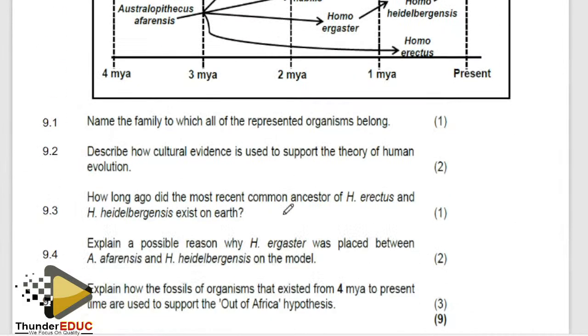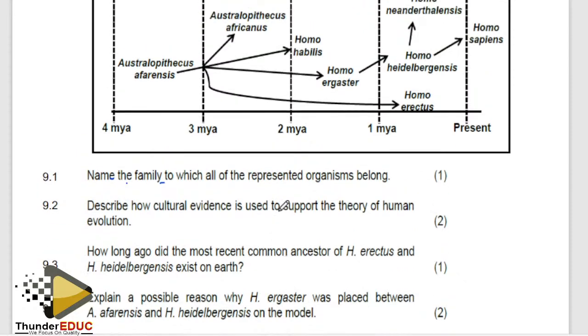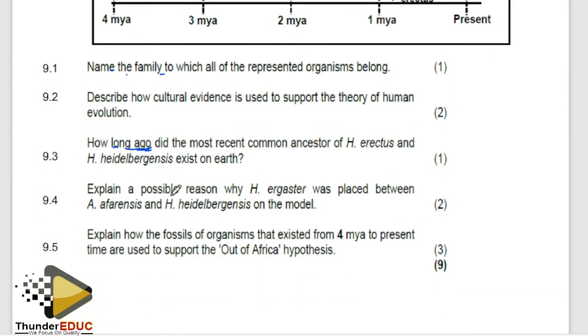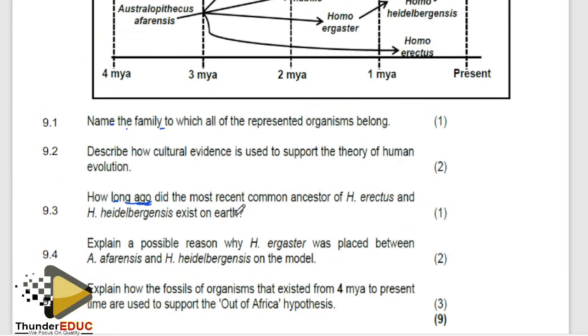Then let me just go here. Just lastly, name the family to which the organisms belong. Hominidae. And then describe the cultural evidence. We talked about it. The most recent. How long ago? So we talk about how many years ago. Yes. And then explain the possible reason why Homo ergaster was placed between Australopithecus afarensis and Homo. Then it means that it's a transitional fossil, therefore it has characteristics of both this and this.